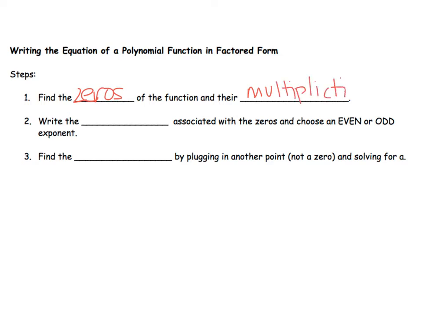The second thing we'll need to do is take that information to help us write the factors associated with each zero and determine if we're going to have an even or odd exponent based on the multiplicities. Finally, we'll find the a value of the function by plugging in another point and solving for a, or sometimes we're just given the end behavior and we can use that. So let's start with our first example.